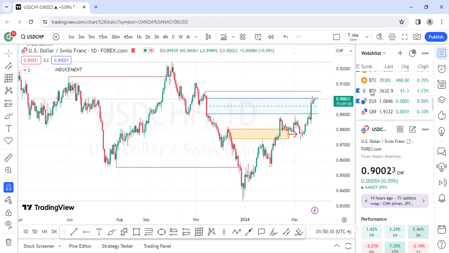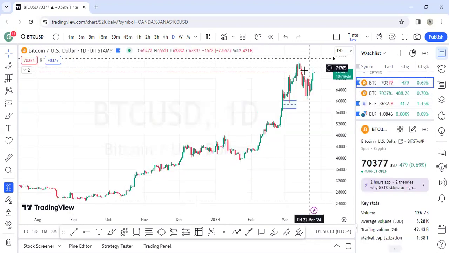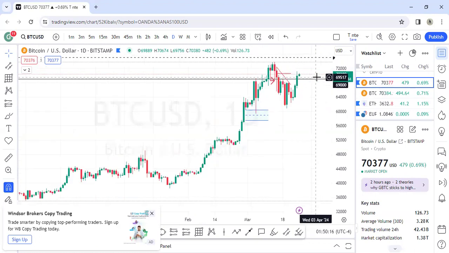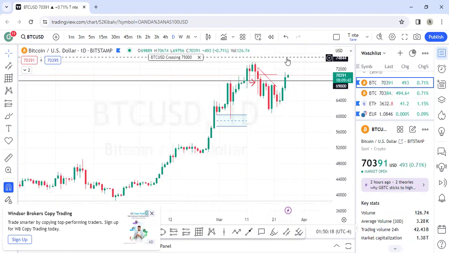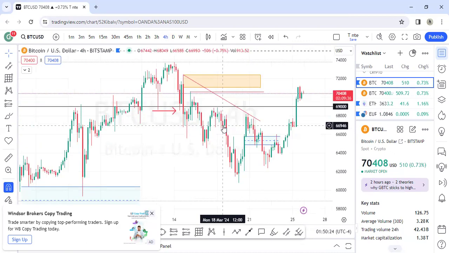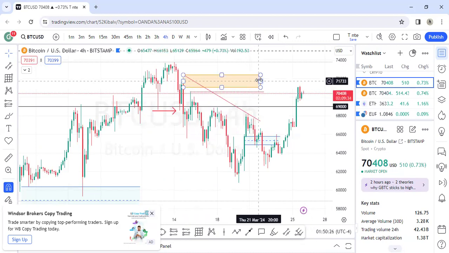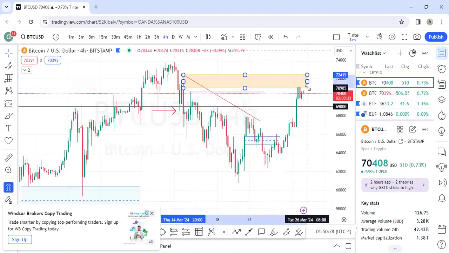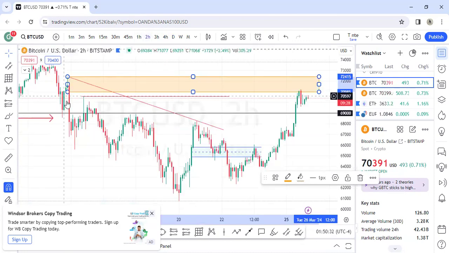Let's look at the last pair. Let's look at Bitcoin. Remember, I told you guys we're going for 75K. You can see price has already started getting bullish. We have a 75K level there. Let's go to the 4-hour chart. Remember I marked this out for you guys. Look at that, price had taken this inducement, then hit this other block. This was already marked beforehand. I think this was marked from the 2-hour chart.